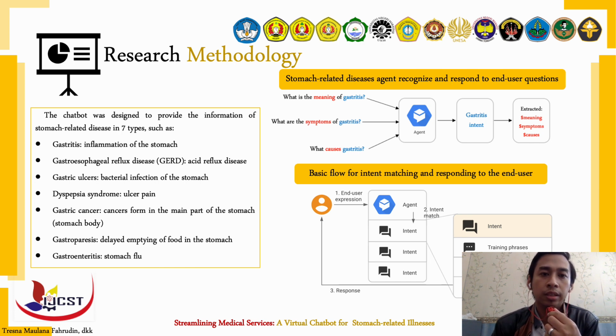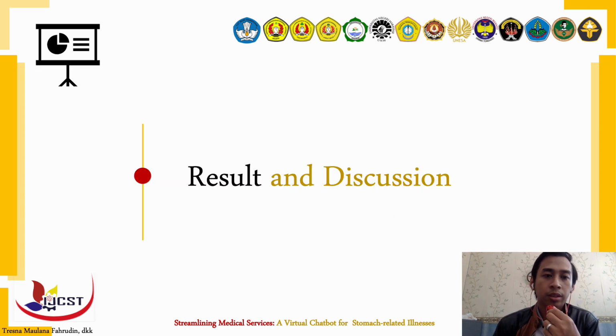For the symptoms-related disease, the agent recognizes and responds to the user's questions. For example, we have questions like, what is the meaning of gastritis? What are the symptoms of gastritis? What causes gastritis? And the agent will compare and consider the intent in the database, and extract the meaning, the symptoms, and the causes, and the chatbot can respond to the question from the users.